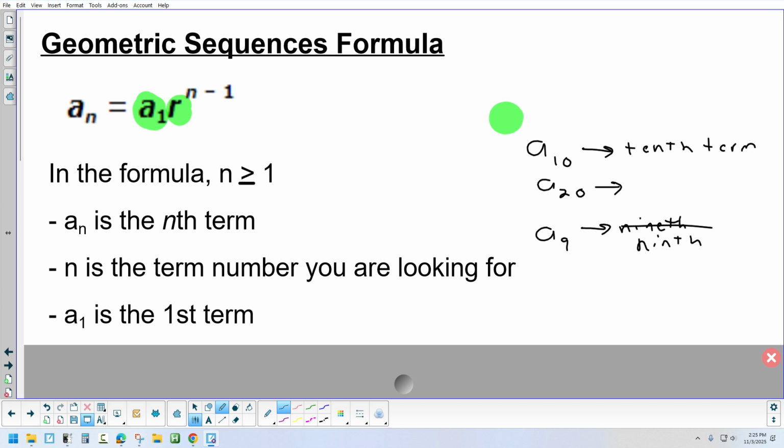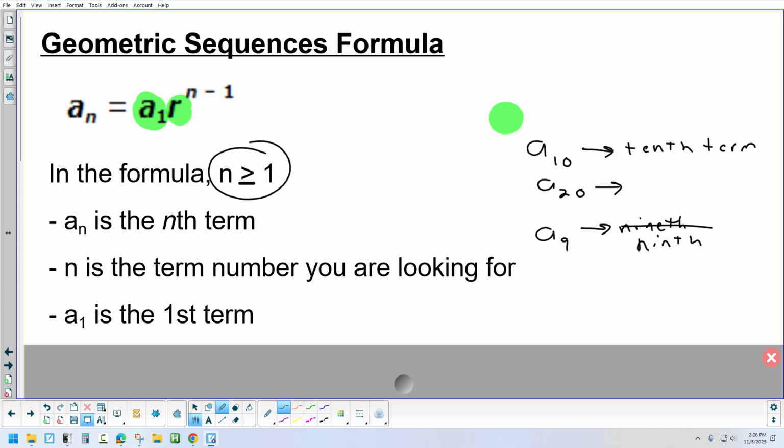Ninth term, I think. Spelling's not my thing. So that's the first term. This is the nth term. And then in this formula, n always has to be greater than or equal to 1. Because it's the term that you're looking for. You can't look for negative terms. There's no such thing as the negative first term or negative second term.